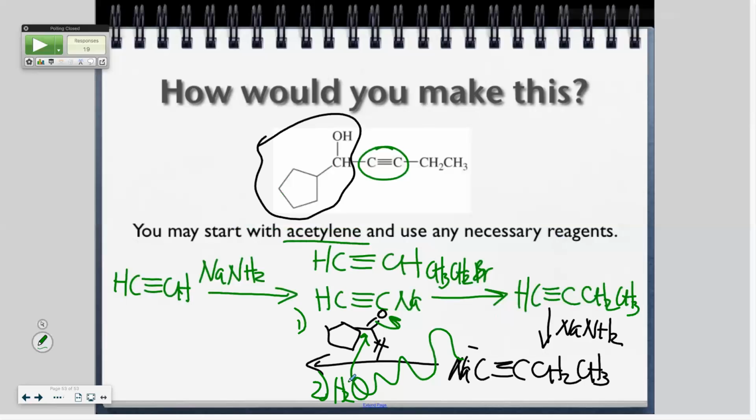Great, so work on those. This is the end of chapter 9. On Monday, we're going to start chapter 10, but I won't put it on the test. So 8 and 9 will be on this test.